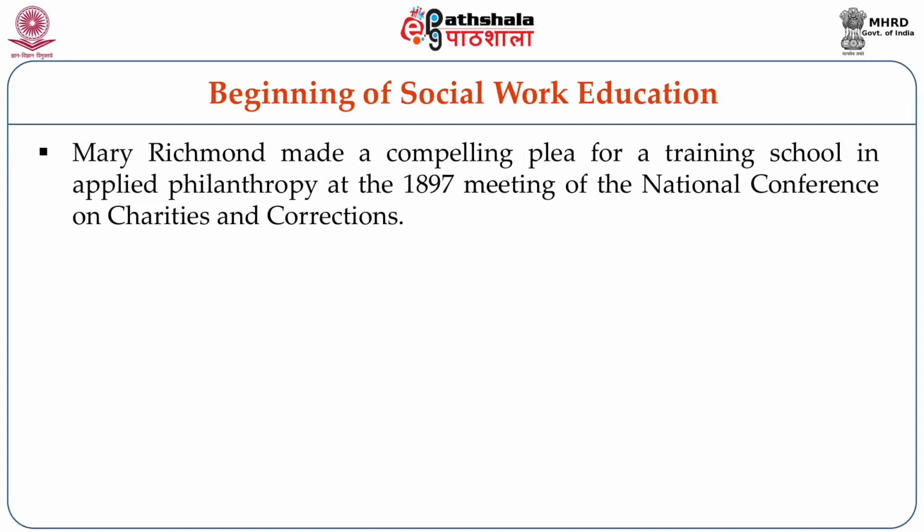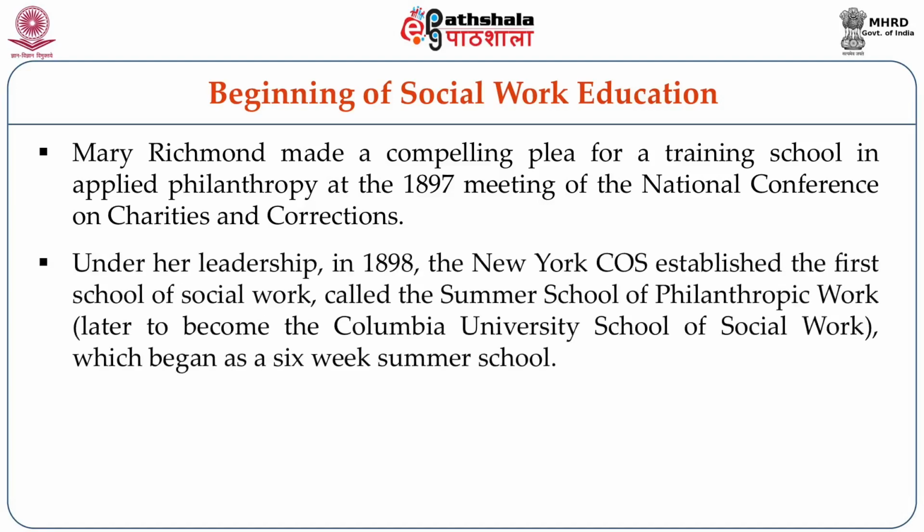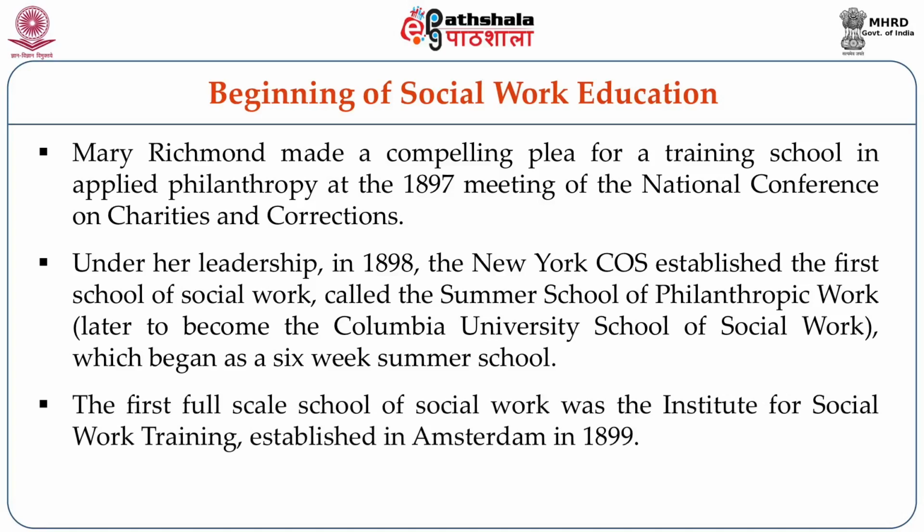Mary Richmond, at one of the conference meetings, made a compelling plea for a training school in applied philanthropy at the 1897 meeting of the National Conference of Charities and Corrections. Under her leadership, the New York COS established the first school of social work, called the Summer School of Philanthropic Work, later to become the Columbia University School of Social Work, which began as a 6-week summer school. The first full-scale school of social work, however, was established in Amsterdam in 1899.